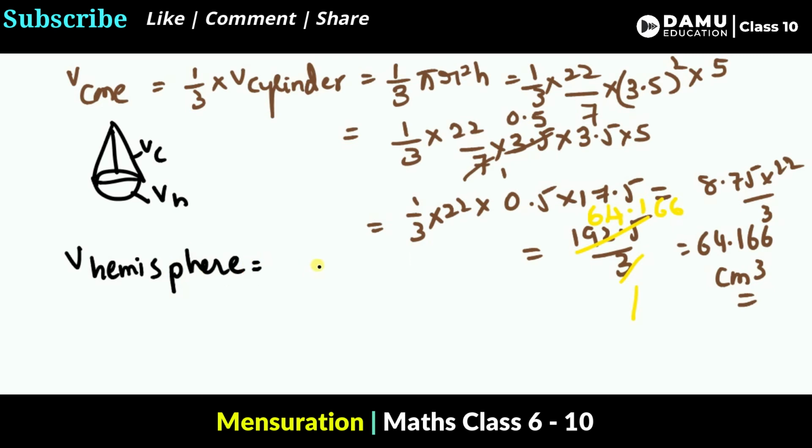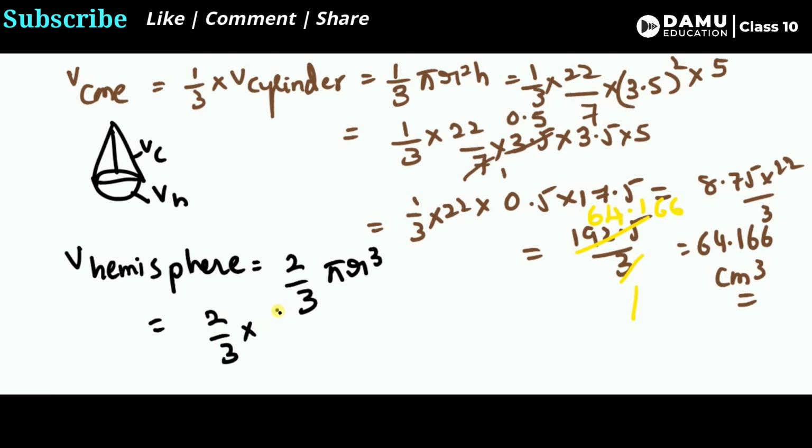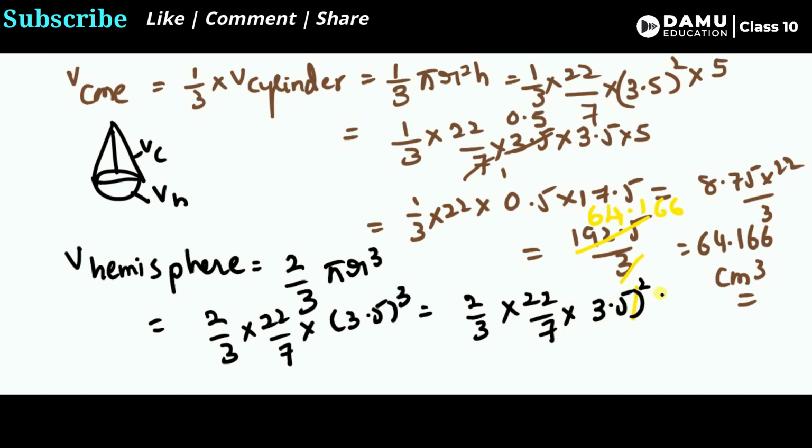So the volume of the hemisphere is equal to 2 by 3 pi r cube. Why? Because the hemisphere is half of the sphere. The volume of the sphere is 4 by 3 pi r cube, and half of that means 2 by 3 pi r cube for the hemisphere. So 2 by 3, 22 by 7, into r which is 3.5 whole cube. That is 2 by 3 into 22 by 7 into 3.5 whole square into 3.5. So 7 ones are 7, then 7 fives are 35.